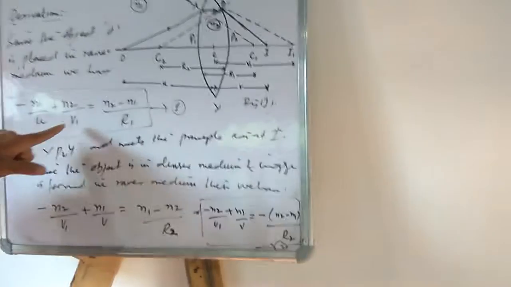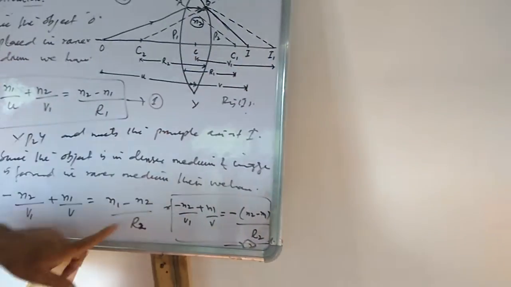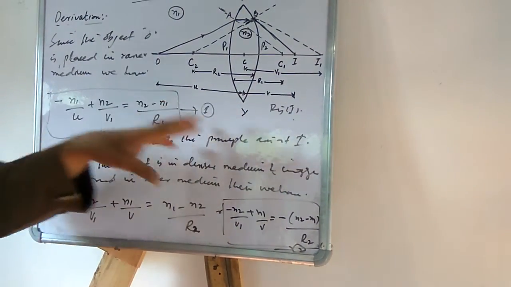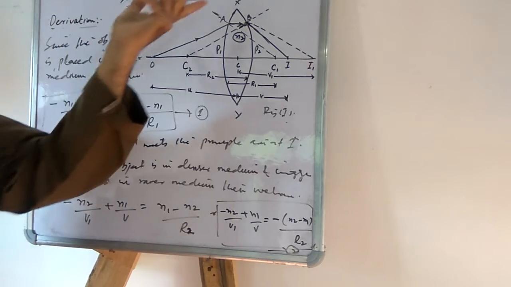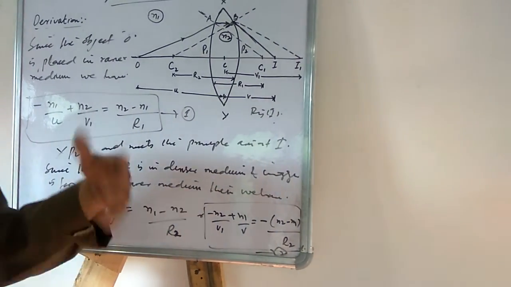So we have obtained two equations. First, when the object is in the rarer medium and the image is formed in the denser medium, the equation is this. When the object is in the denser medium and the image is formed in the rarer medium, we have this equation. Now, by adding these equations we will obtain the lens maker's formula for a convex lens. That will continue, inshallah, in the next class. Thank you.